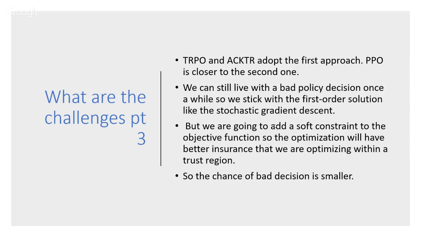TRPO and ACKTR adopt the first approach. PPO is closer to the second one. We can still live with a bad policy decision once in a while, so we stick with the first order solution like stochastic gradient descent. But we're going to add a soft constraint to the objective function, so the optimization will have better insurance that we are optimizing within the trust region. So the chance of a bad decision is smaller.